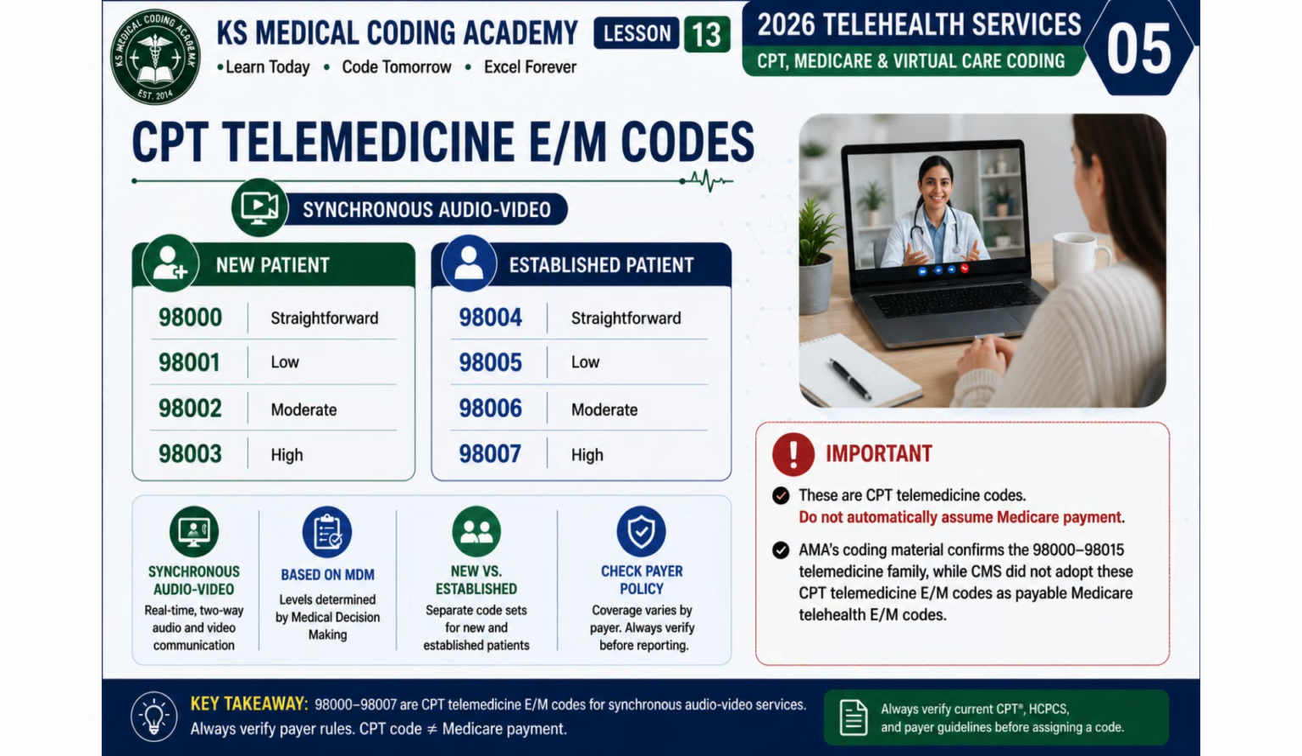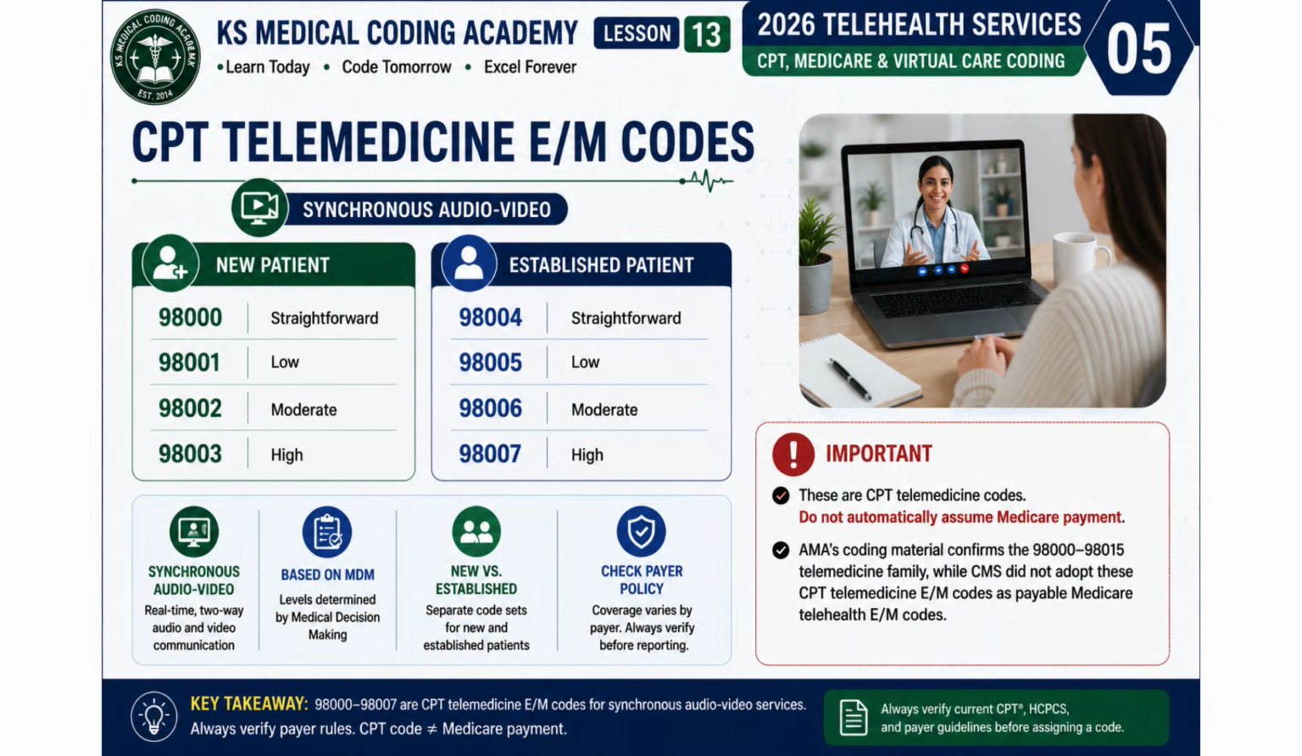Now let's look at the CPT telemedicine E/M codes for synchronous audio-video services. For new patients, CPT codes 98000 through 98003 represent 4 levels of service, from straightforward to high medical decision-making. For established patients, CPT codes 98004 through 98007 are used, again ranging from straightforward through high medical decision-making. These codes are specifically designed for synchronous, real-time audio-video telemedicine E/M services.